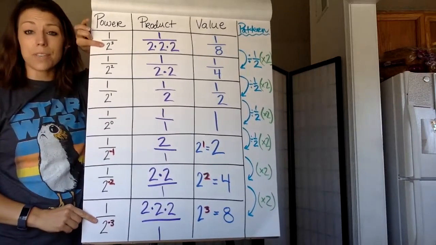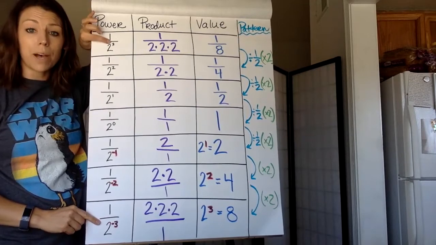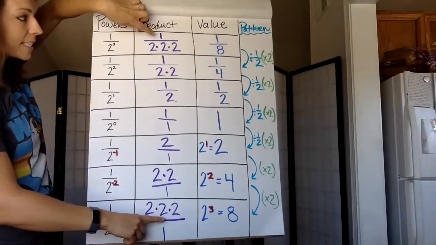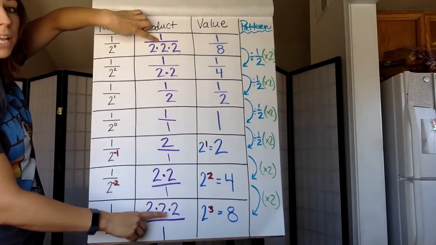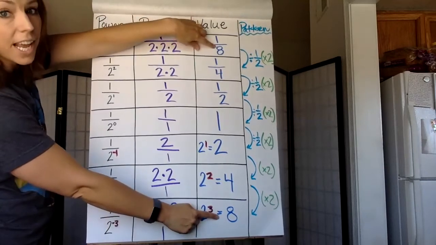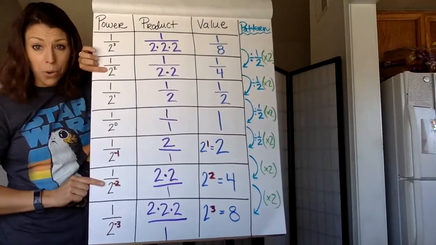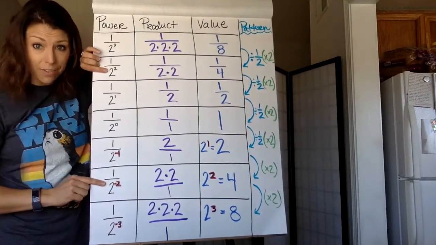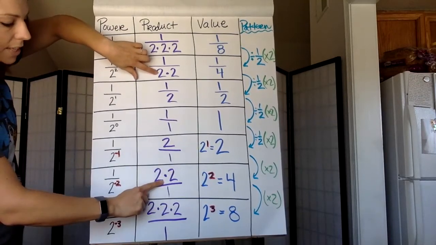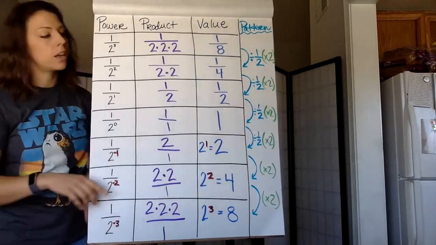Not only that, take a look at these. These are actually reciprocals of each other. They don't look like it. They look like the same fraction, but they're not. 1 over 2 to the +3 is the reciprocal of 1 over 2 to the -3. Why? Because this has 3 2's in the denominator, this has 3 2's in the numerator, and 1/8 and 8 are reciprocals of each other. 1 over 2 squared is the reciprocal of 1 over 2 to the -2nd power. Why? Because this has 2 2's in the denominator, this has 2 2's in the numerator, and 1/4 and 4 are reciprocals of each other.